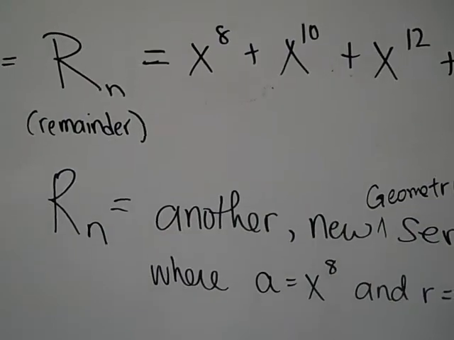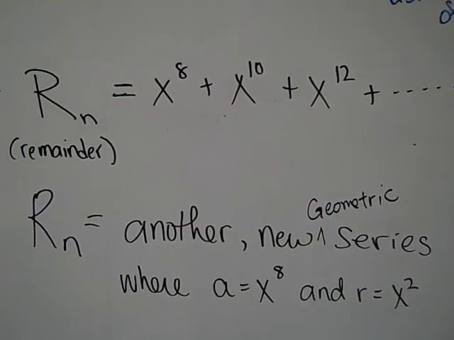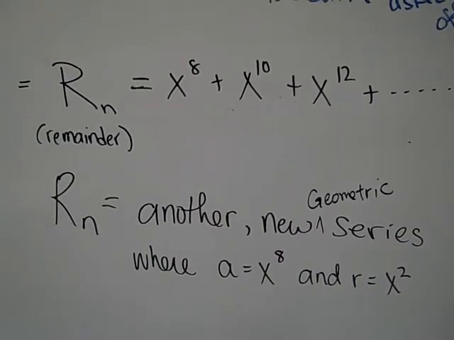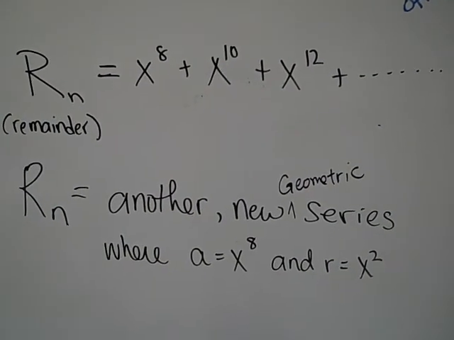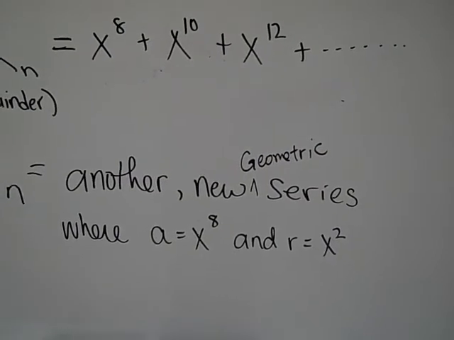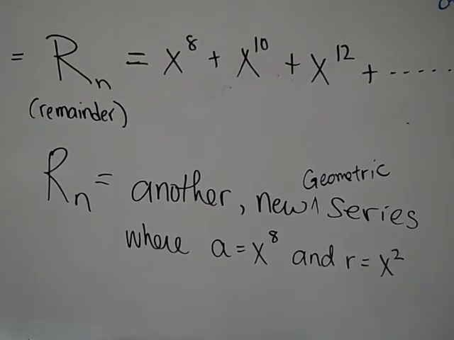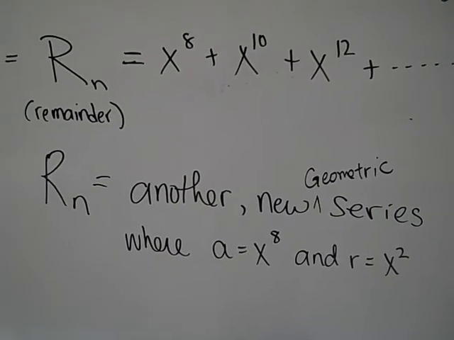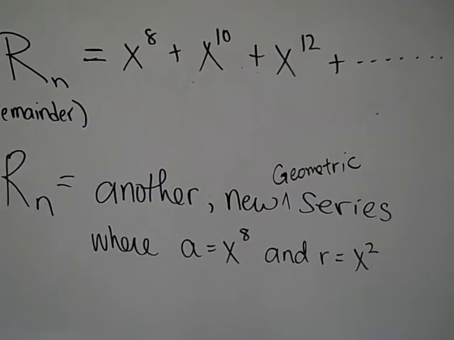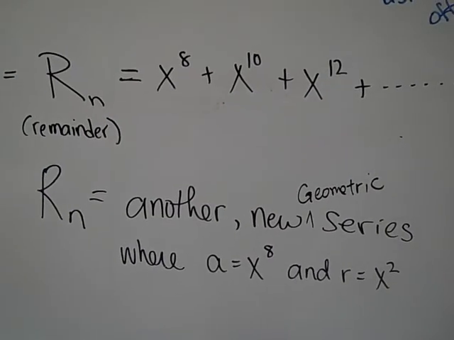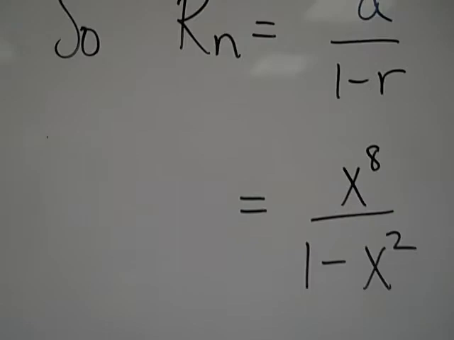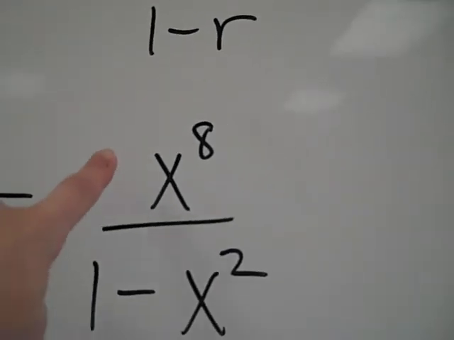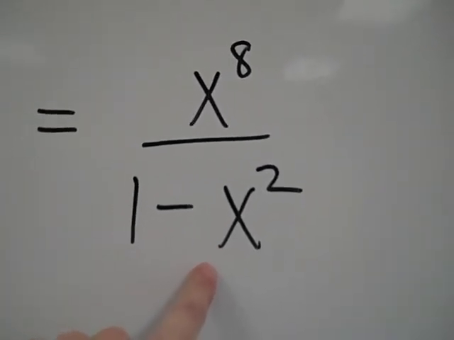That remainder is actually another new geometric series. It starts with x to the 8th, and every term just gets multiplied by x squared. So my remainder, r sub n, can be written as another new geometric series where the first term is x to the 8th and r, the multiplier, is x squared. So if I think about it as a geometric series, we know that the sum of a geometric series, geometric again, not Taylor, geometric, is a over 1 minus r. So that remainder can be rewritten as a over 1 minus r, a being x to the 8th, that's my new first term, and x squared being the r term, what I'm multiplying each one by.